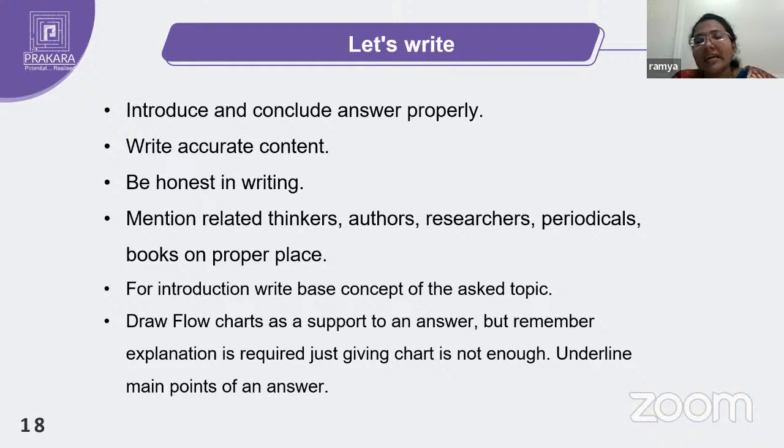And write accurate content. So for example, if they have asked for principles, we should write the principles of that particular answer only. We should not write other content related to the topic. So if it is for short answers, they have mentioned something like communication. So in communication, you can write any relevant answer. But if they have asked for any particular principles, characteristics, signs and symptoms, you should write only the particular content for that answer. Be honest in writing. So while you are writing, you should not copy, and no other malpractices must be there.